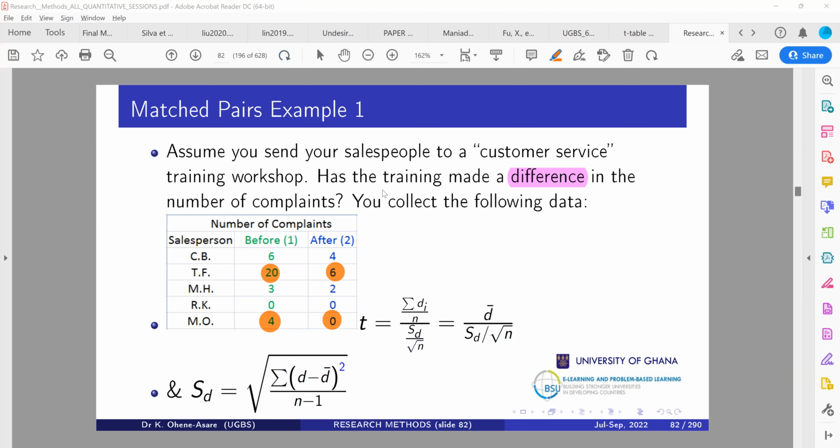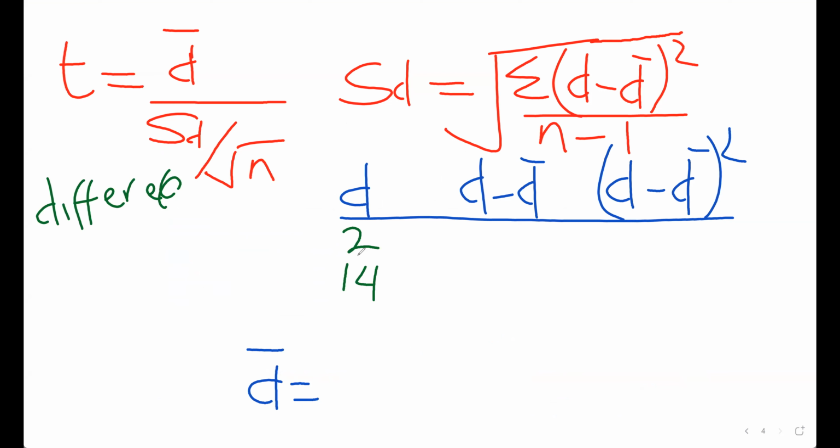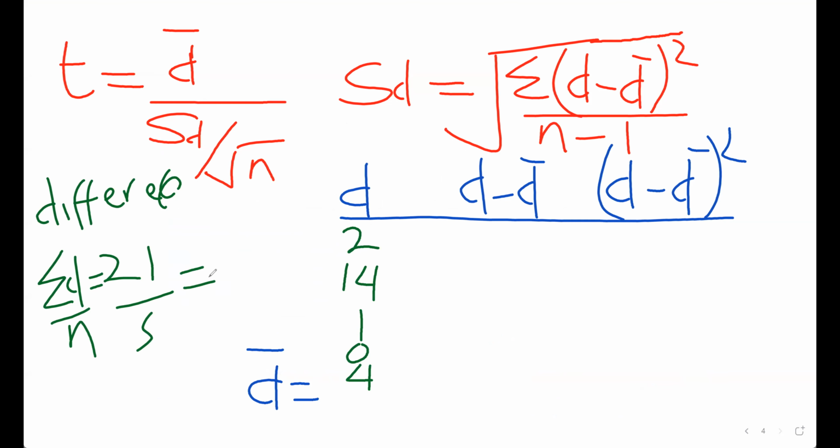If you do this very correctly, you will know that this is 2. The next one is 14. Then 3 minus 2 will give you 1. Then 0 minus 0 will give you 0. Then 4 minus 0 will give you 4. When you sum all this, you'll get 21. So the summation of D is 21. When you divide the 21 by the sample size N, which is 5, it will be 21 divided by 5, and the mean will be 4.2.